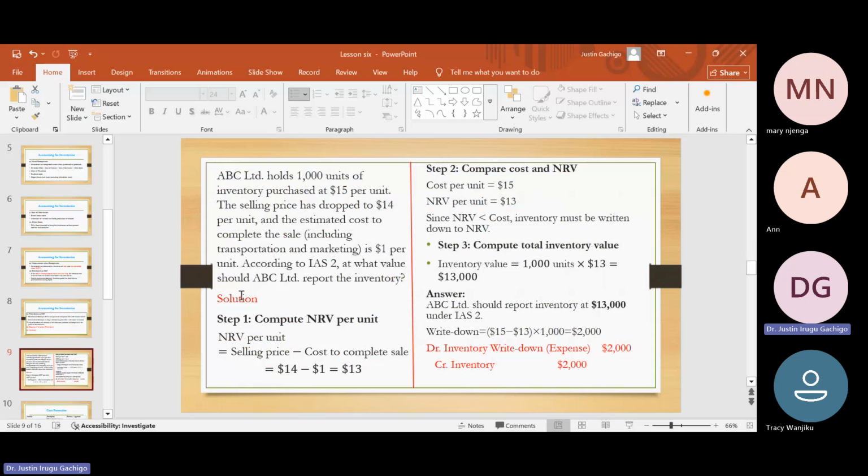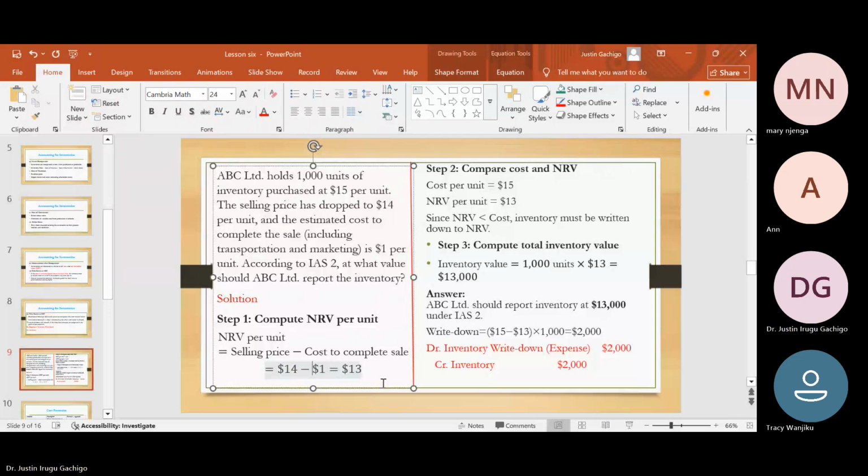The first step is for us to compute the NRV. NRV is equal to selling price minus cost to complete the sale. These are the costs that are incurred, for example, the transport cost from the warehouse to the customer. The selling price is 14 shillings, then the cost of transport is $1, and that means the NRV is $13.